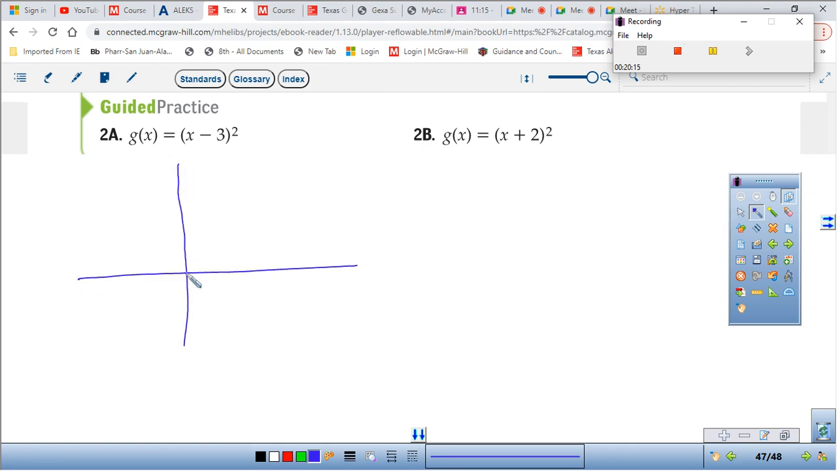So here it goes. The parent function goes like this. It goes through 1, 1. Okay? It goes through 1, 1 and negative 1, 1. Now, what does this one do here? Just looking at this one, remember, it's x minus h form. And h in this situation is 3.